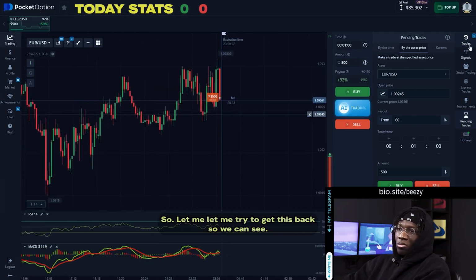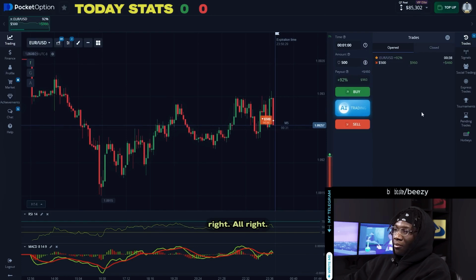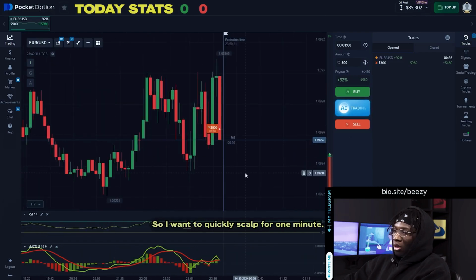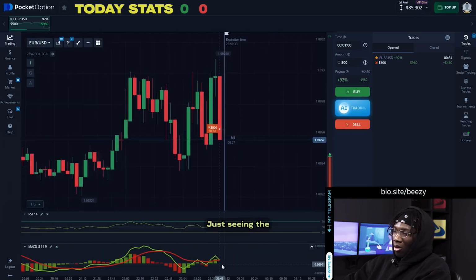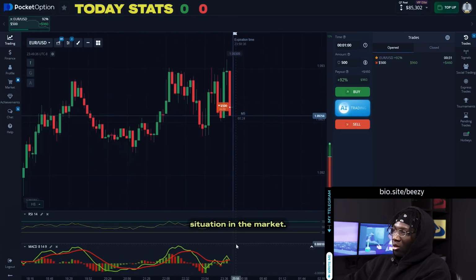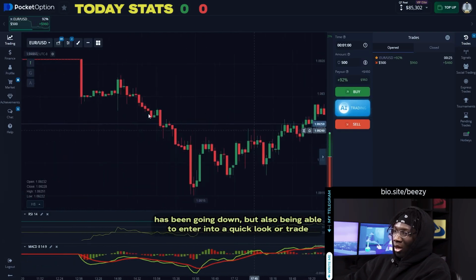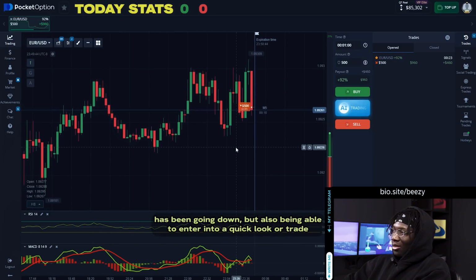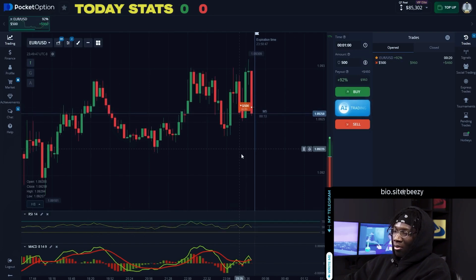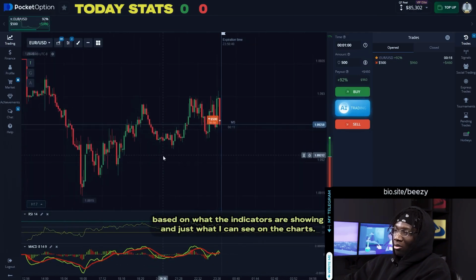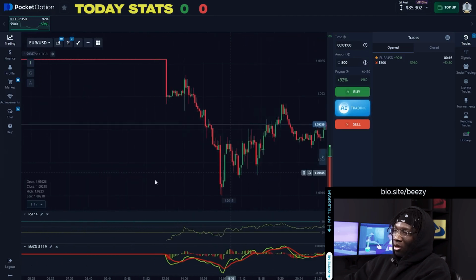Let me try to get this back so we can see right. All right. So I want to quickly scalp for 1 minute, just seeing that situation in the market. So we know, just based on seeing how the market has been going down, but also being able to enter into a quick little trade based on what the indicators are showing and just what I could see on the charts, it's definitely something.